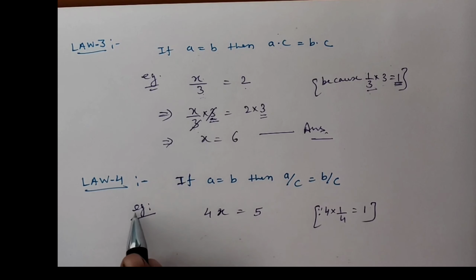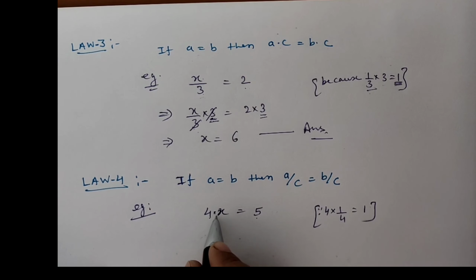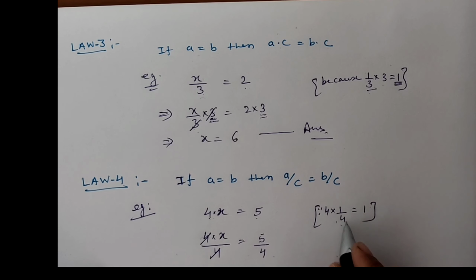So now to find the solution, let us understand one example. 4x is equal to 5. What will you do here? x is multiplied by 4, so you divide both sides by 4. So 4 into x by 4 and here 5 by 4. This 4 and 4 will cancel, and we will get 1. So here we get x is equal to 5 by 4.